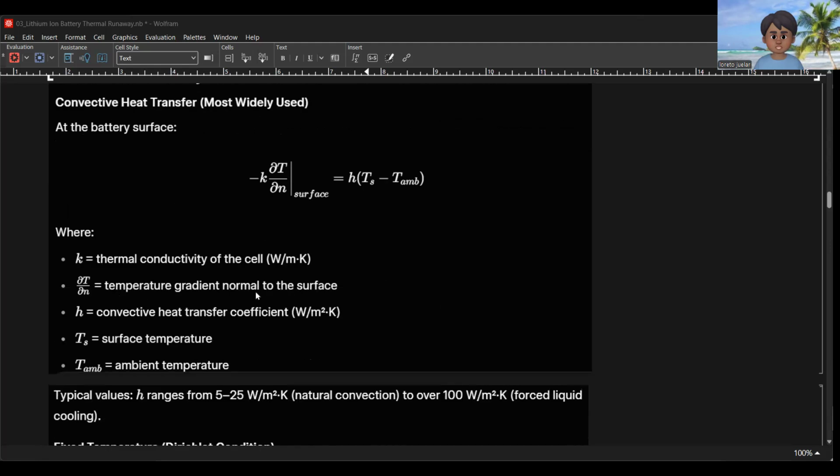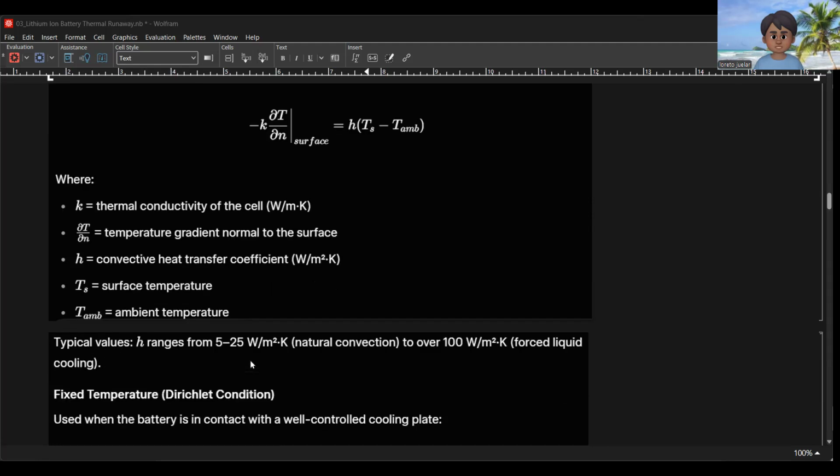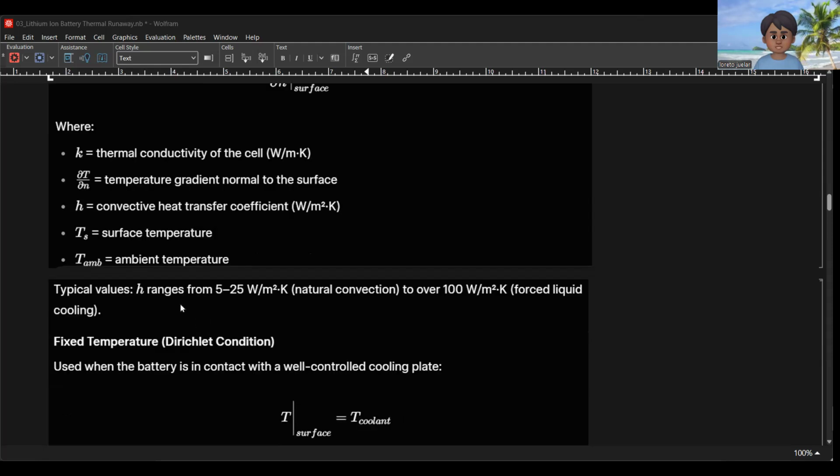So we have the temperature gradient normal to the surface, the partial of T with respect to n. And h here is the convective heat transfer coefficient. T sub s is the surface temperature, and T ambient is the ambient temperature. Now the typical values range from 5 to 25 watts per meter squared Kelvin for natural convection, to over 100 watts per meter squared Kelvin for forced liquid cooling.